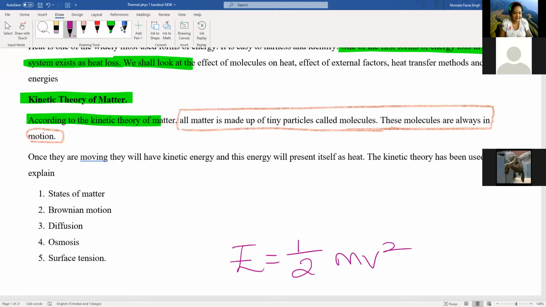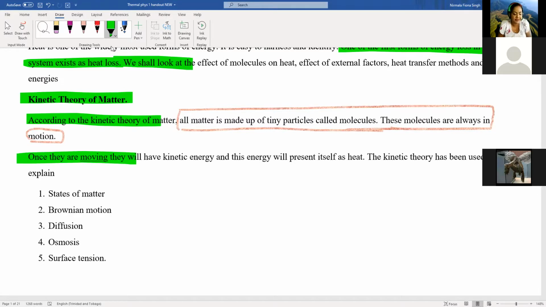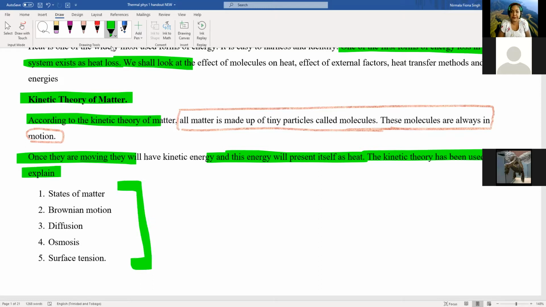Here we're going to have some abstract thoughts to think about. It's not too hard. So let's continue reading. Once they are moving, they will have kinetic energy, and this energy will present itself as heat. The easiest way to look at energy being given off is the presence of heat or the lack thereof. The kinetic theory has been used to explain states of matter, Brownian motion, diffusion, osmosis, and surface tension. So we're going to go through very briefly a few of these, because you know how a few of them work already in detail from biology, especially.